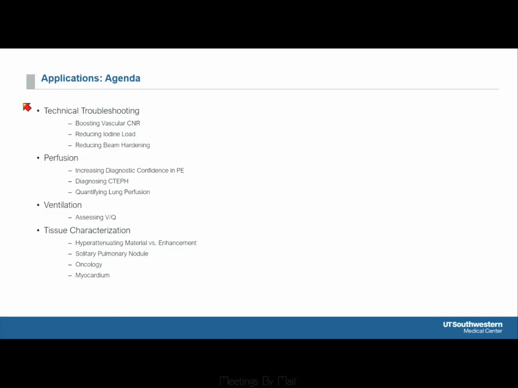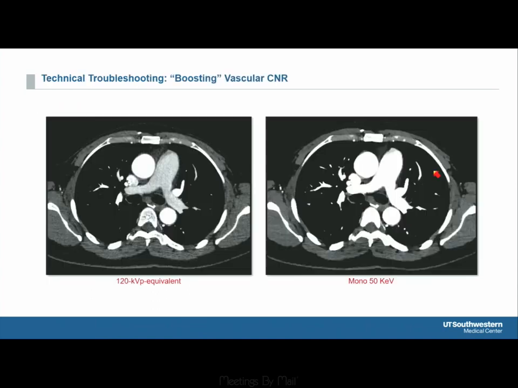Good morning, and thanks for the invitation. I'll illustrate some of the applications. We're going to cover technical troubleshooting, perfusion imaging, ventilation imaging, and tissue characterization.